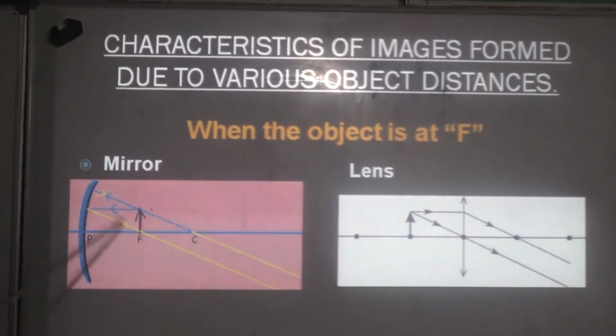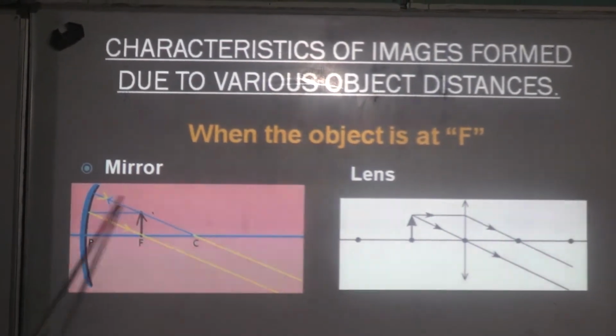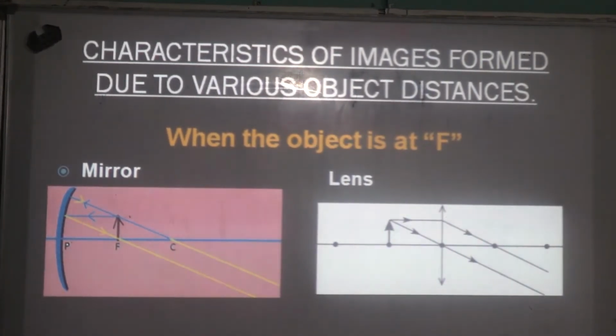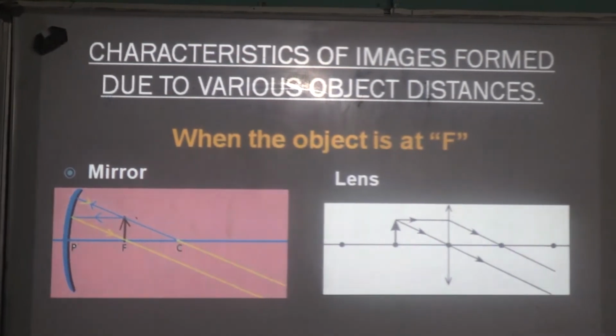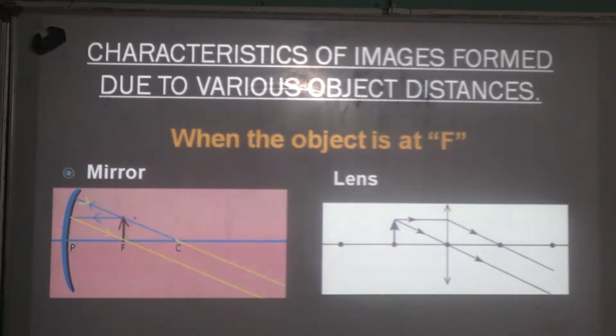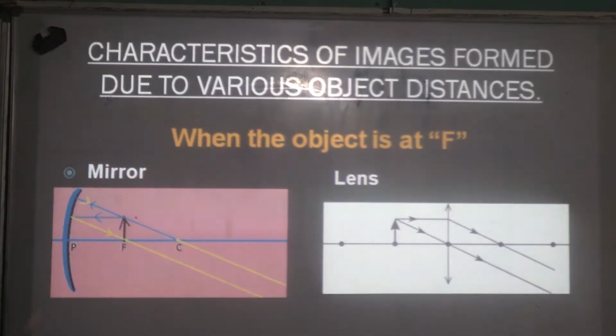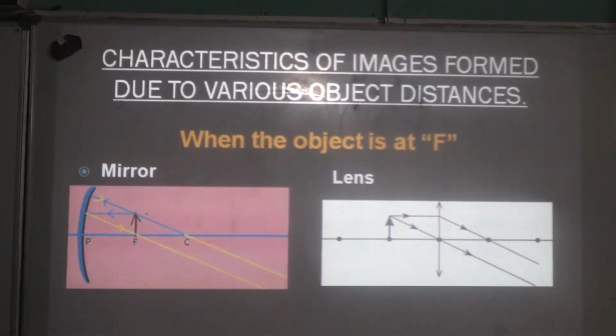Now in the diagram it seems that the reflected rays are not intersecting, but they may intersect at a very large distance, so the image is formed at infinite distance. As the image is formed at infinite distance, it is real, inverted and enlarged. Okay, so this is when the object is at F.